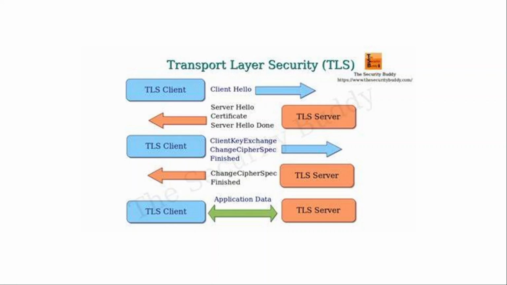The key that was sent using the public key, the server is going to decrypt using its private key, and so now both the client and the server have the secret key. They are going to use that key for encrypting and decrypting the follow-up communication that happens between the client and server. So this is how TLS works on a high level.